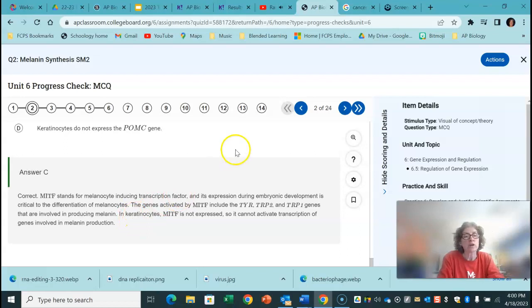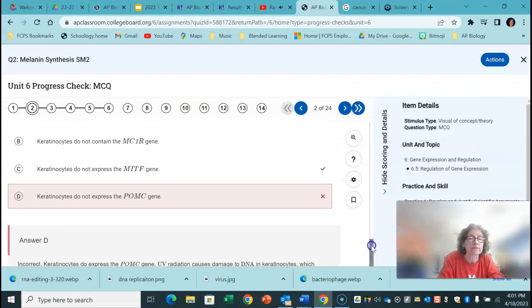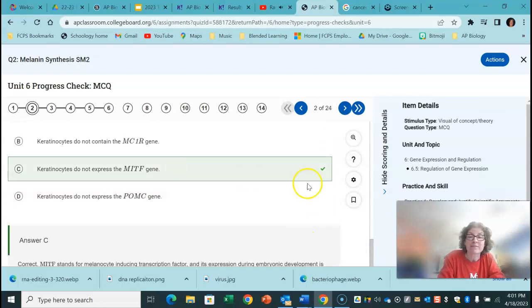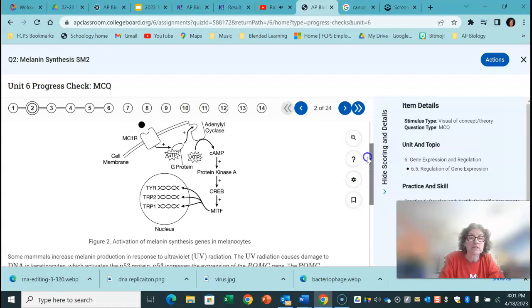Okay, so what if we had put this? Okay, the keratinocytes do express this gene. UV radiation causes damage to DNA in keratinocytes, which activates the p53 protein. So that is expressed. Yeah, that's even complicated for me, guys. But at least you can get it down to 2.